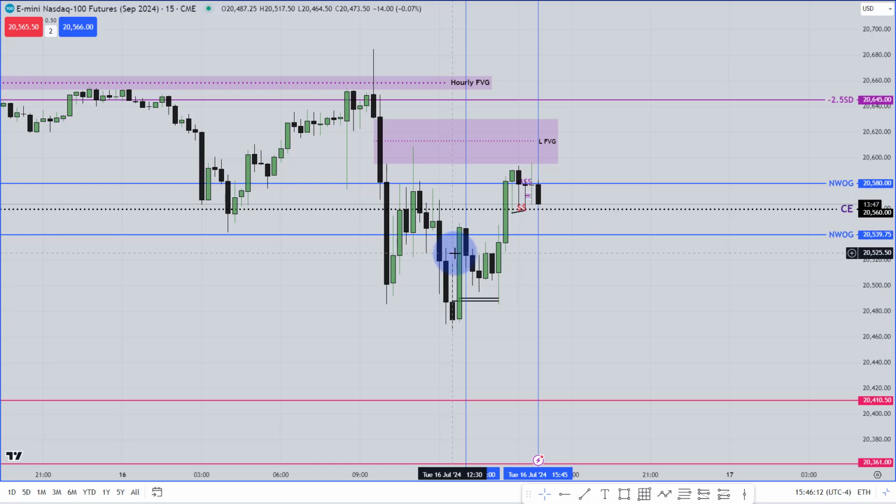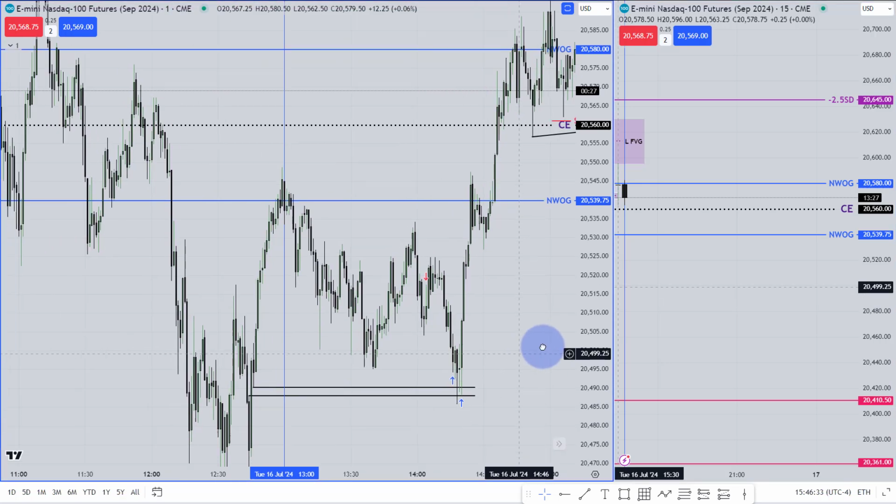So, as you can see, the market went higher and rejected from that low. I was looking for a sell because the market was below the new week opening gap. It came back again to the low of this new week opening gap. I got my higher time frame point of interest. I am good to go to look for a sell. Now I would love to start explaining the sell.